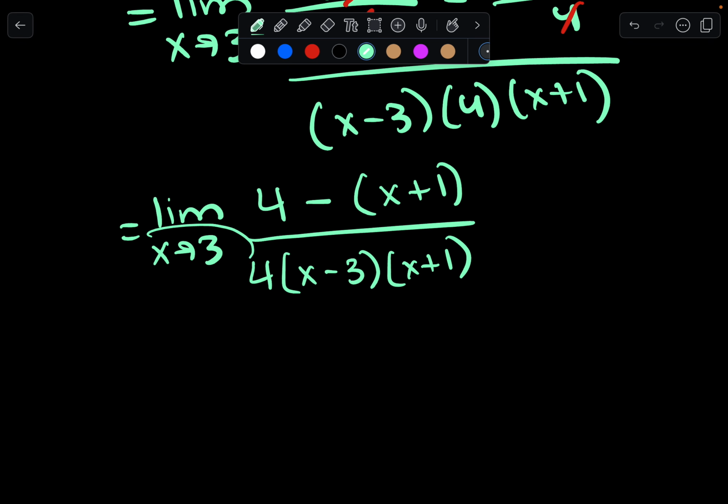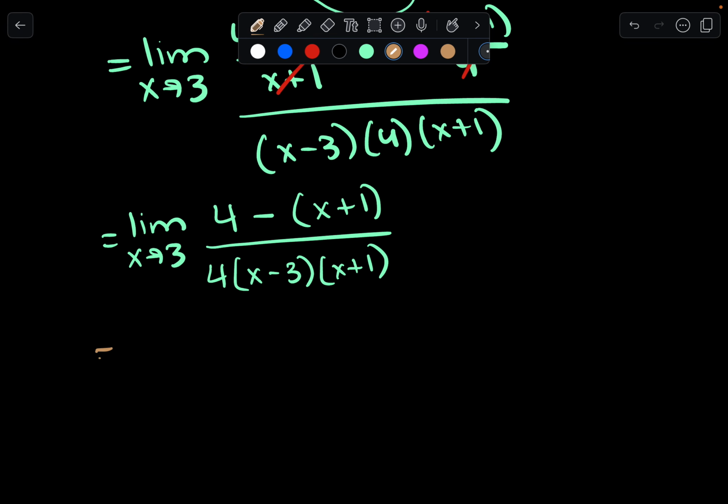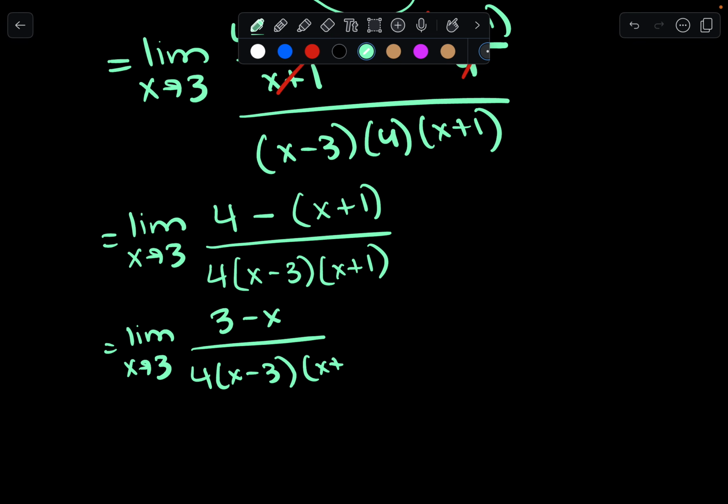But the goal is we are evaluating the limit as x approaches 3. This binomial is going to be a problem until we get rid of it, because whenever we directly substitute that 3 in, we're always going to get a 0 in the denominator. So we need to find a way to cancel that out. So if we look at the numerator, stay consistent, the limit as x approaches 3, if we manipulate this, we end up with 4 minus x minus 1, all right? So this just turns into 3 minus x, all over 4 times x minus 3 times x plus 1.